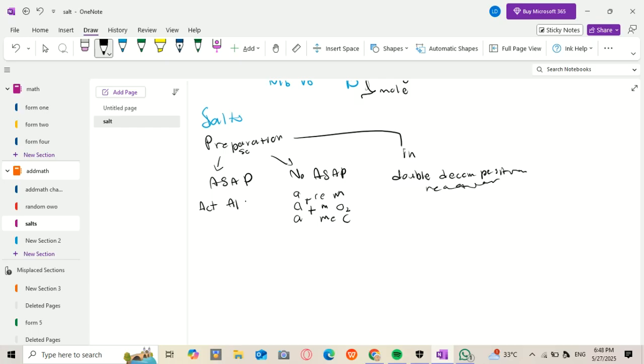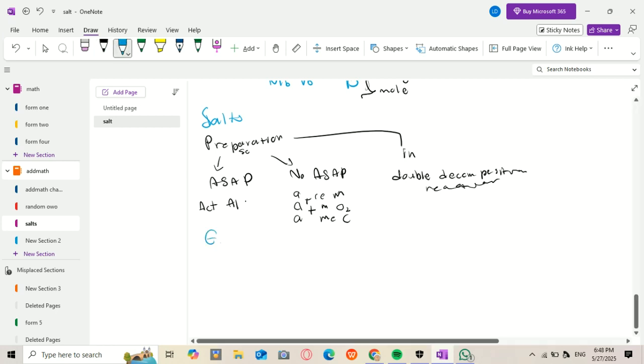Okay, so that's all for the preparation. I know it's pretty fast, but I think you guys already know, so I'm not touching it really well. I'm going to focus on the effect of heat on salt. So now for the effect of heat on salt.